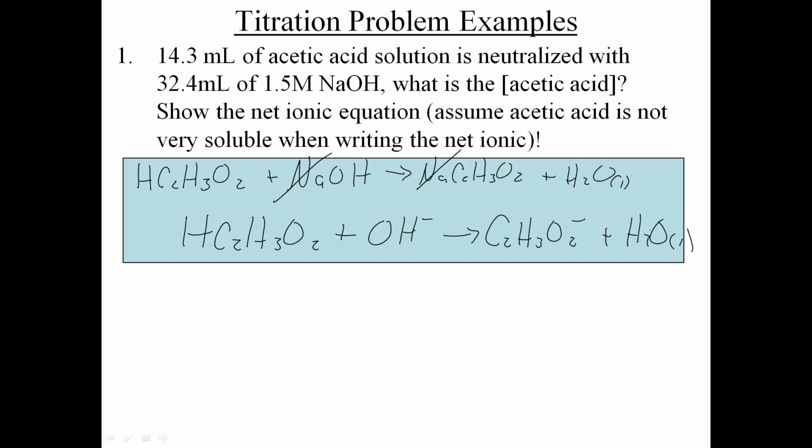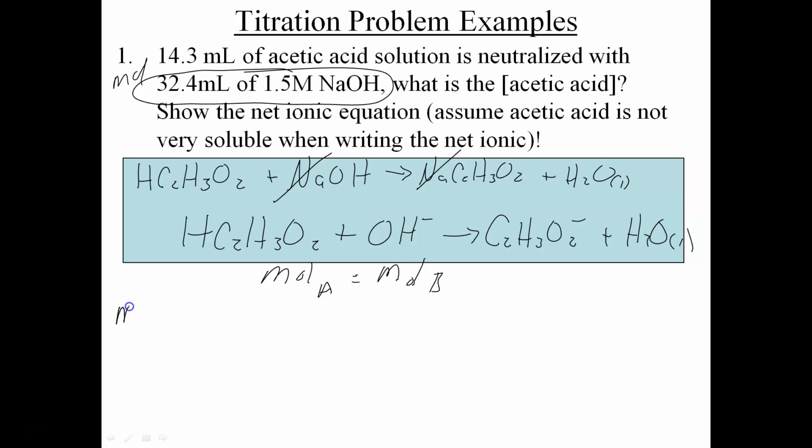Anytime you're titrating something, moles of acid are equal to the moles of base at the equivalence point. And we could assume they titrated this appropriately. So we needed 32.4 milliliters of 1 molar sodium hydroxide to reach the equivalence point with the 14.3 milliliters of acetic acid. If I find out my moles of base, that's going to be equal to the moles of acid I have in this problem. So let's figure out the moles of NaOH.